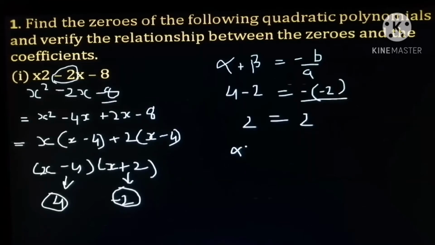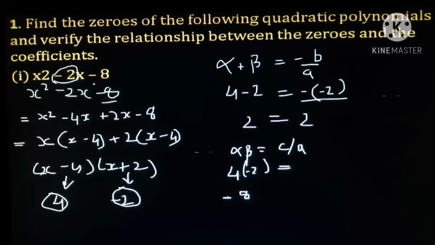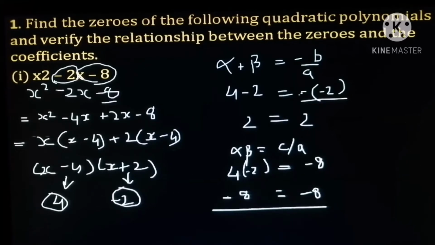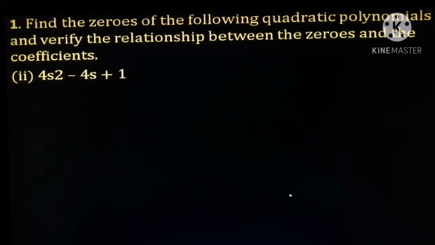Now you have alpha into beta, and this should be equal to c upon a. Now check that too. Alpha, that was 4, into minus 2 will be equal to negative 8. And let's check the value of c upon a. As you can see, c is negative 8, so it would be negative 8 upon 1, that is negative 8 only. So minus 8 is equal to minus 8, and hence we have verified both the relations. Let's move on to the second question.